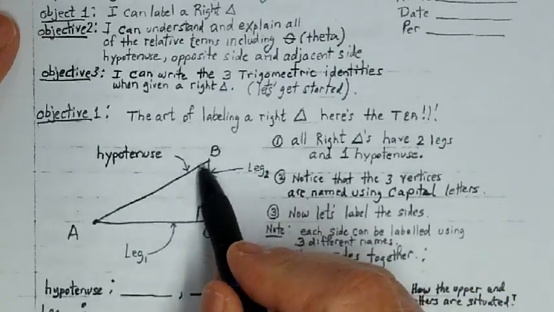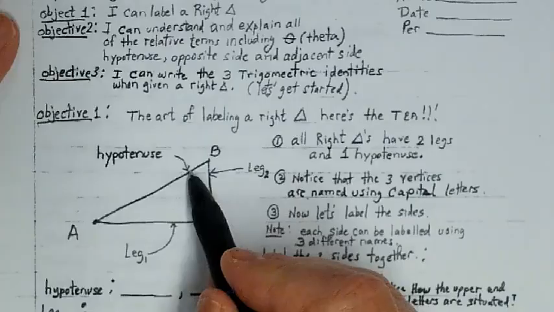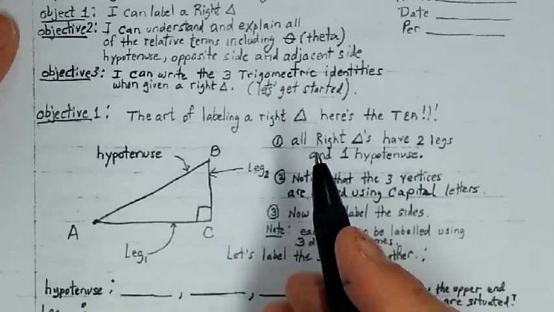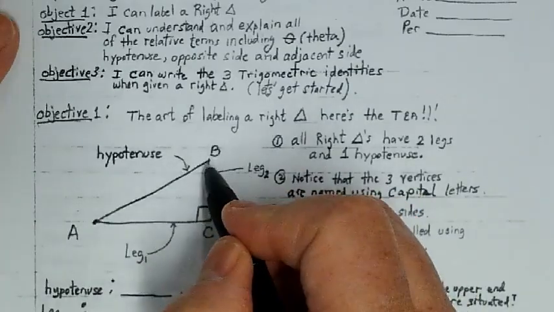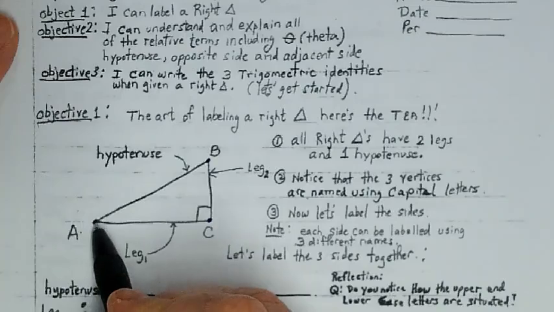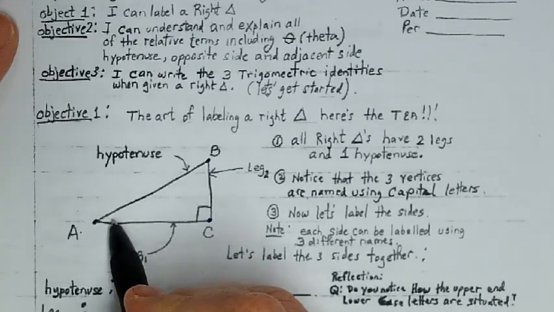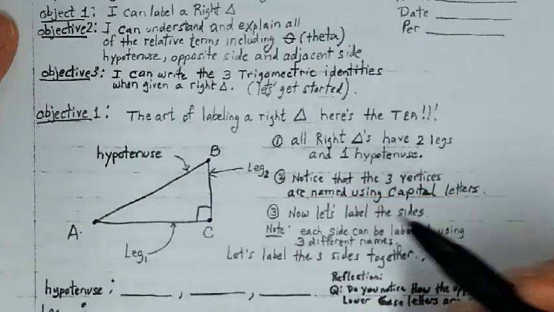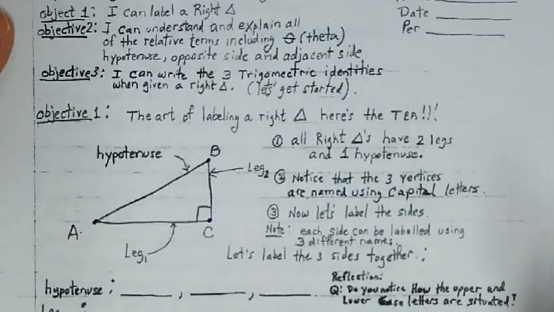Now, as you know, in a right triangle, there's one hypotenuse, the longest side, and then there's two legs. Now, these points here are called vertices. That's plural for vertex. This is vertex A. It is also angle A. That's vertex B, the point, and is also angle B, and so on.